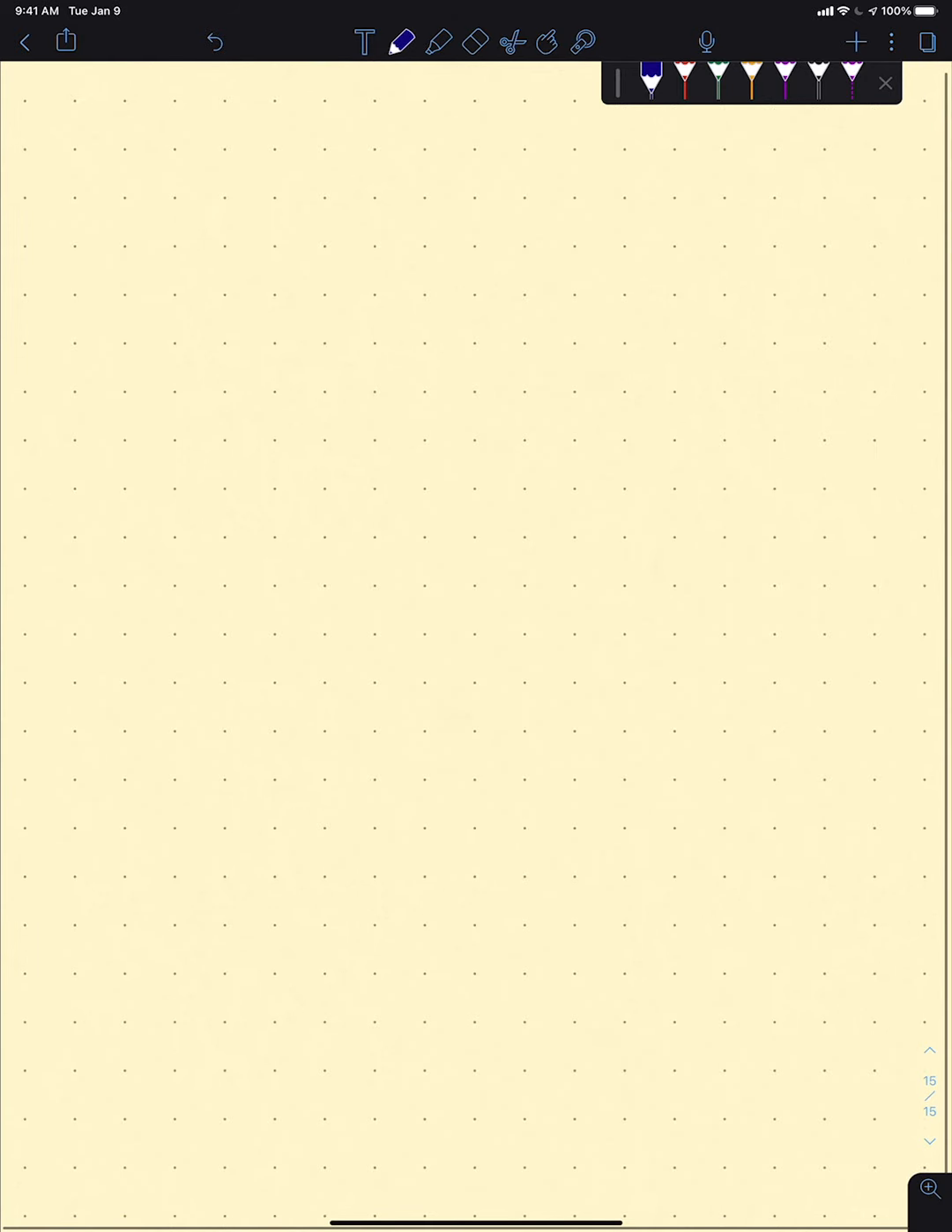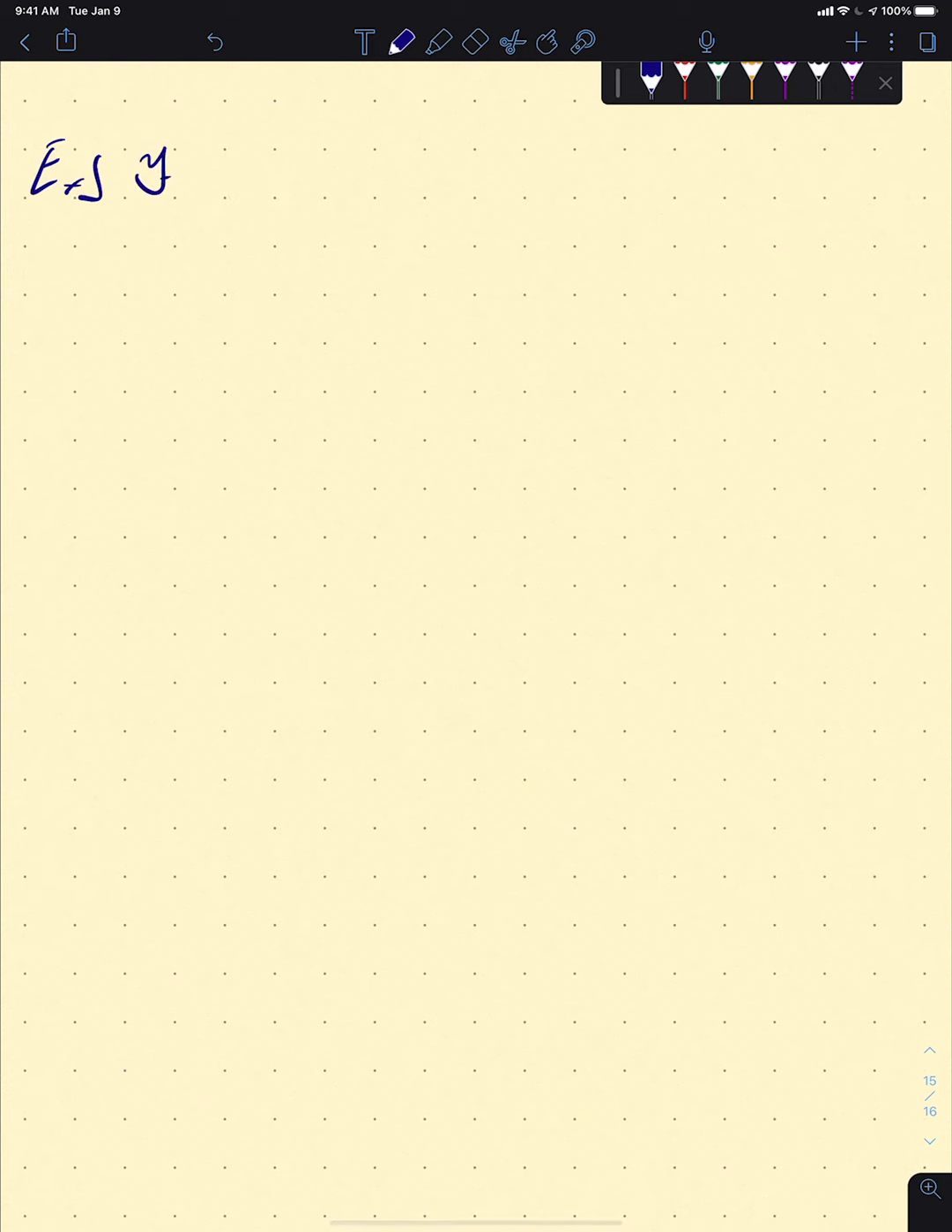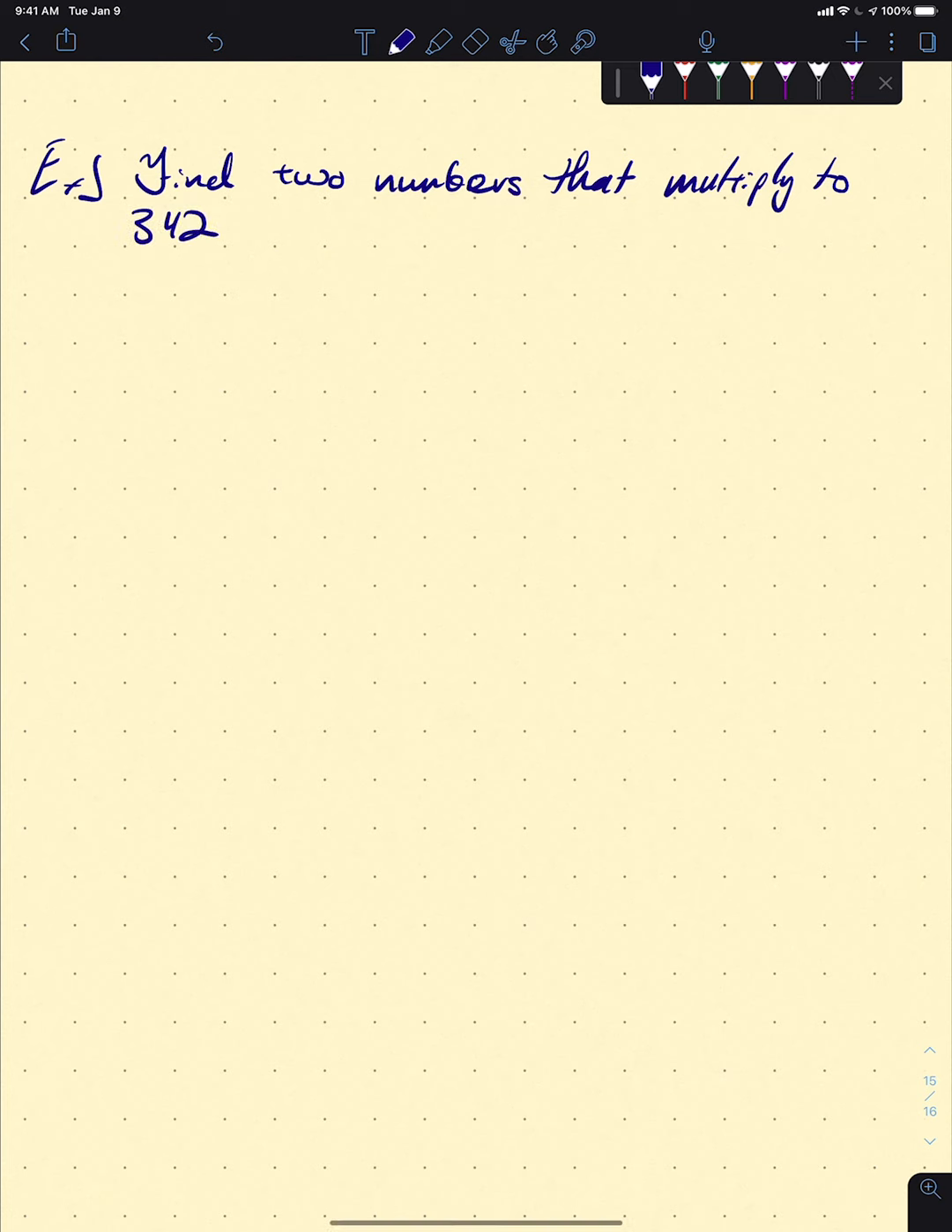So here's our puzzle. It says find two numbers that multiply to 342 and whose difference is 1. Could we go through all of the factors of 342 and look for the two in the middle that differ by 1?